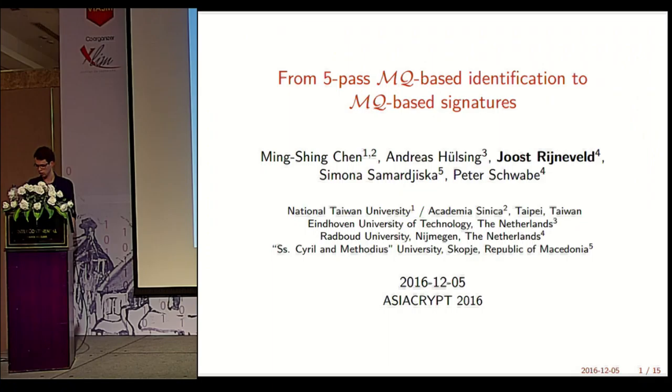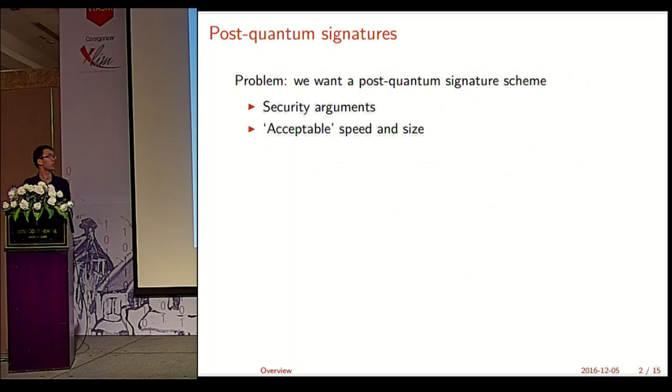Okay, so I'm going to talk about building MQ-based signatures from five-pass MQ-based identification schemes. Let's just start. Why do we want to do this? So the problem is we want to have signatures in a post-quantum setting. The current signature schemes are not going to cut it when quantum computers arise, and we want to have a secure signature scheme. Basically, we want two things.